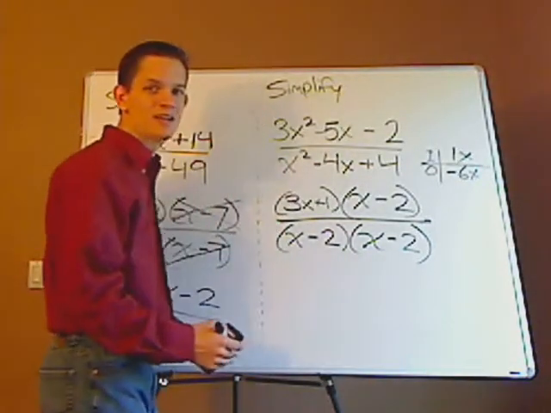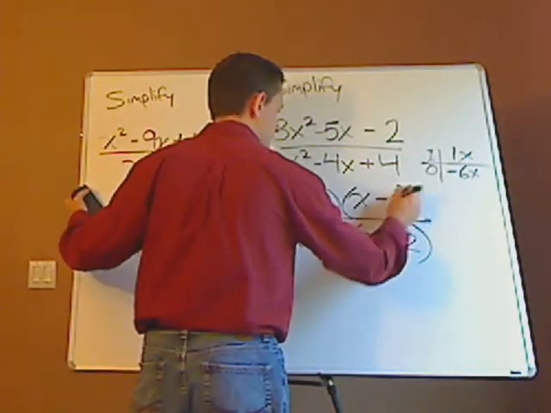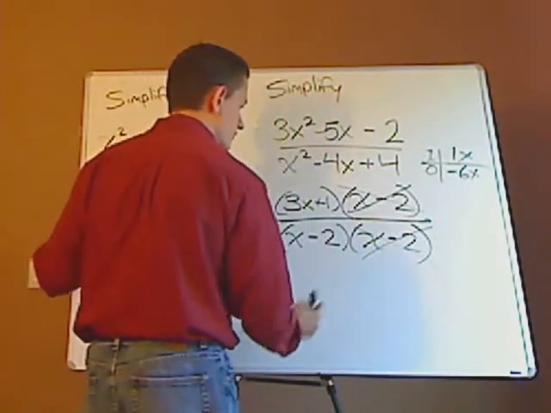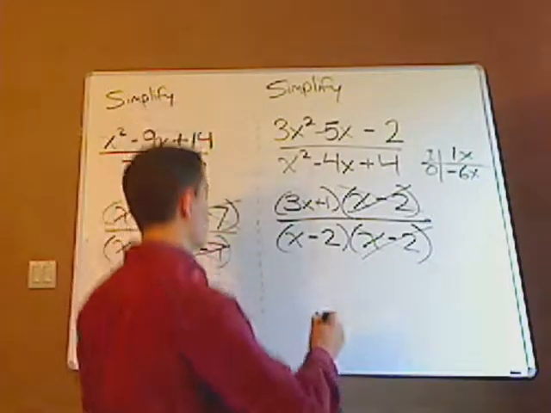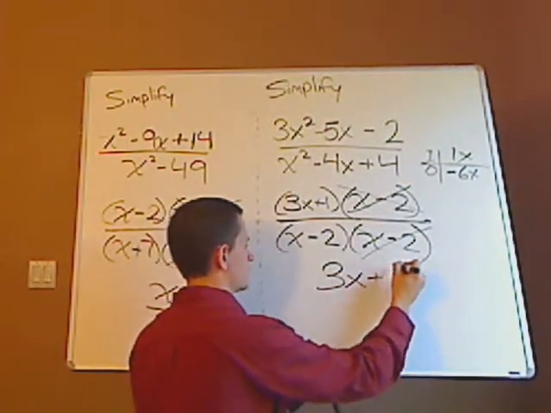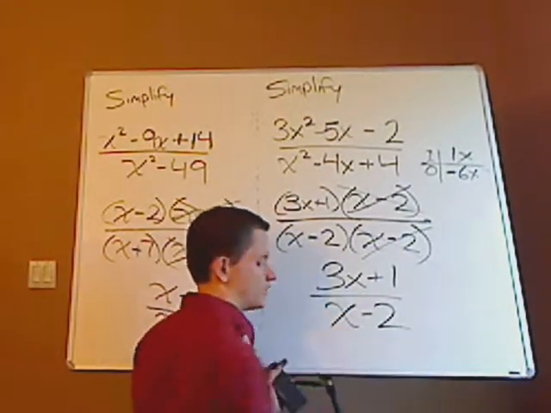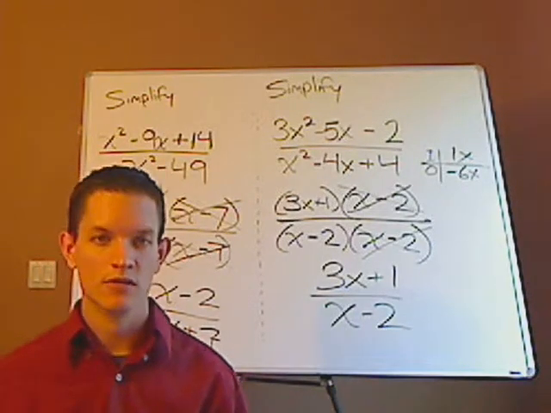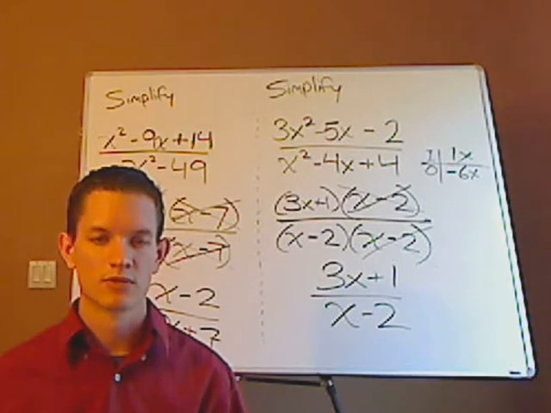What's going to cancel out here? Right, the x minus 2, because they have the x minus 2 in common. So you just cross those off, and then you're left with whatever's, well, left. So that's going to be 3x plus 1 over x minus 2. And that's how you factor and simplify expressions like these.